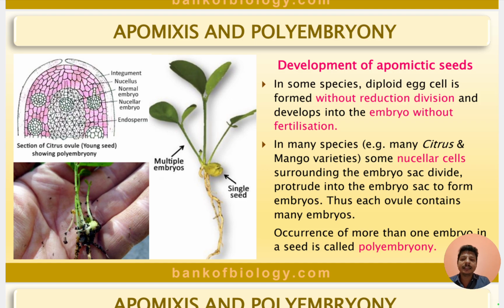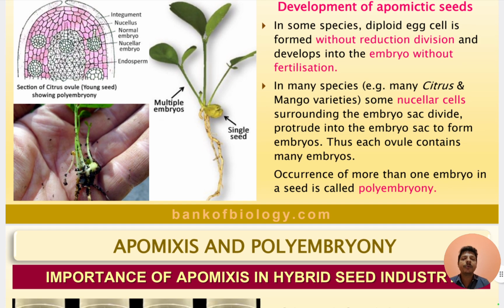Development of apomictic seed. In some species, a diploid egg cell is formed without reduction division and develops into an embryo without fertilization. In many species, for example many citrus and mango varieties, some nucellar cells surrounding the embryo sac divide and protrude into the embryo sac to form embryos. Thus, each ovule contains many embryos, and the occurrence of more than one embryo in a seed is called polyembryony.